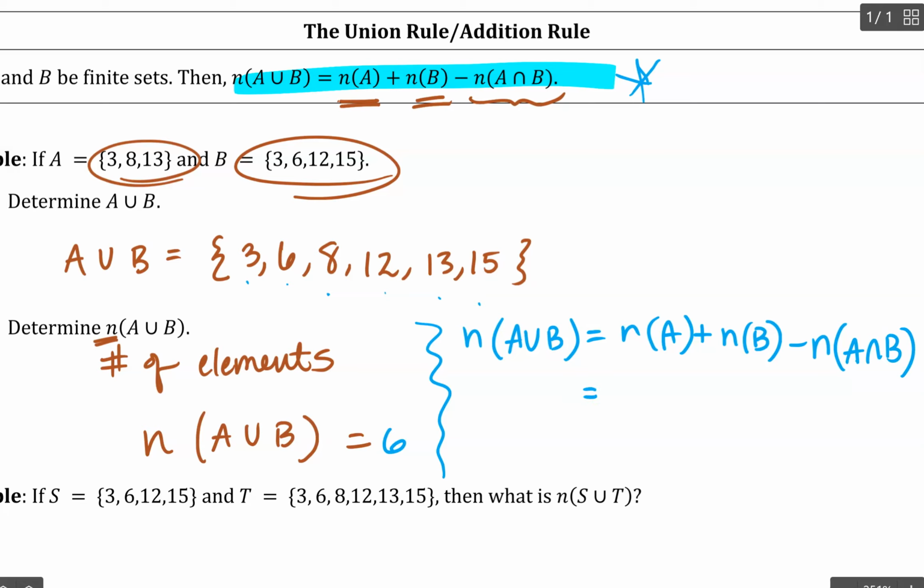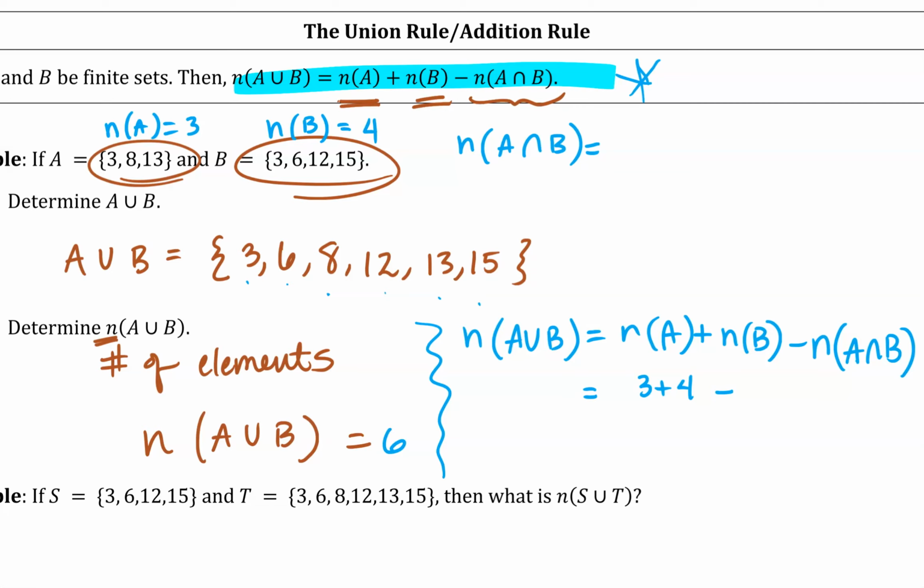So let's plug the numbers into this formula and see what we get. So how many elements do we have in A? Number of elements in A is equal to 3. How many elements do we have in B? 1, 2, 3, 4. So we have 3 plus 4 minus. How many elements do we have in common in both of them, in the intersection? We'll take a look. How many do we have that are the same? We have one single element in common. So we have 3 plus 4 minus 1, which is 7 minus 1, which is 6.